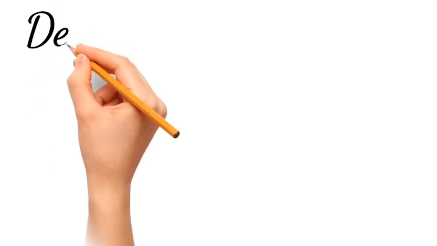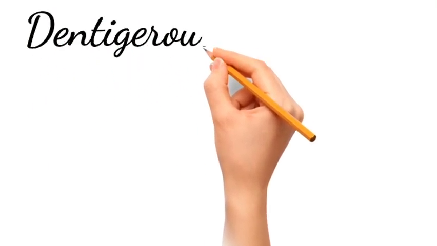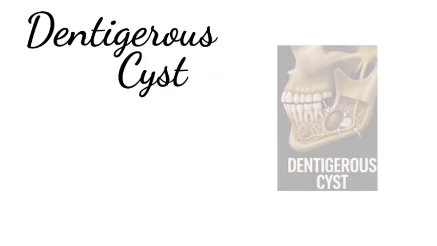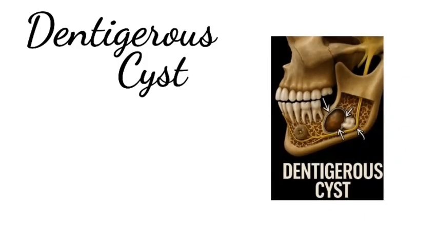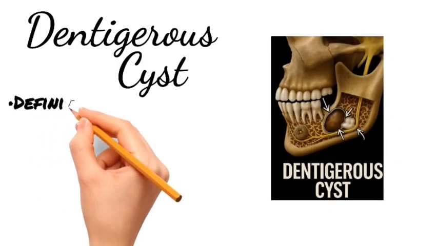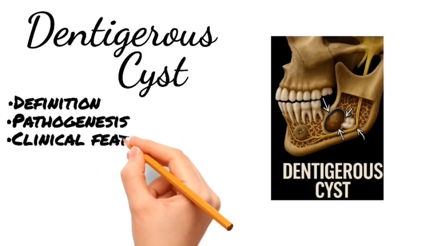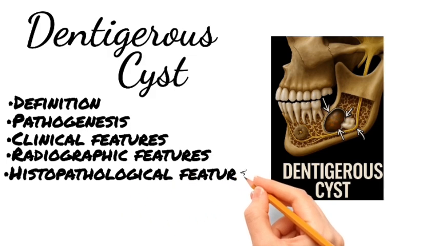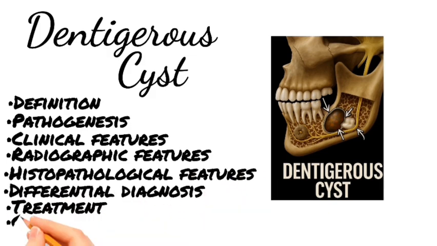Hey everyone, in this video we are going to discuss the dentigerous cyst. It is the most important topic of oral pathology and it carries a weightage of 15 marks in the university exam as a long note, or it can also come as a short note. The headings under which we are going to cover the dentigerous cyst are its definition, pathogenesis, clinical features, radiographic features, histopathological features, differential diagnosis, treatment, and also the complications.